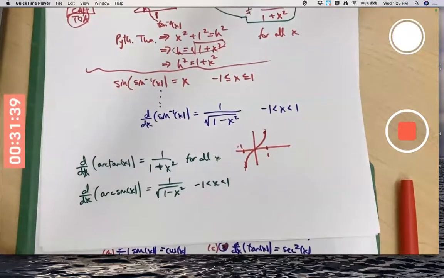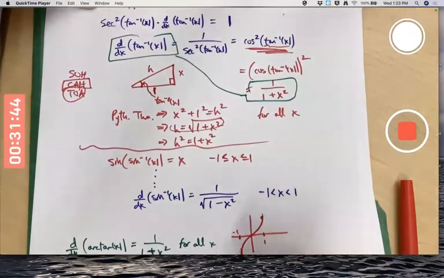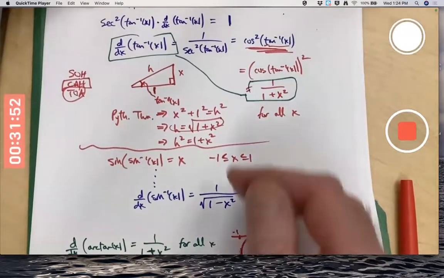Can I clarify anything there? Should you be able to do these kinds of derivations on the test? Yes, you should be able to. I'm telling you right now, even if I don't assign a homework problem like these, you should be able to do these.